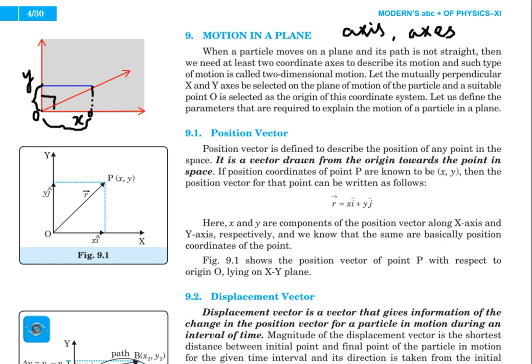When we consider only one dimension, a particle moves along this path, so we take only the displacement along this path. We never take the displacement along upward or downward. We only take it along this path. That is one dimension.